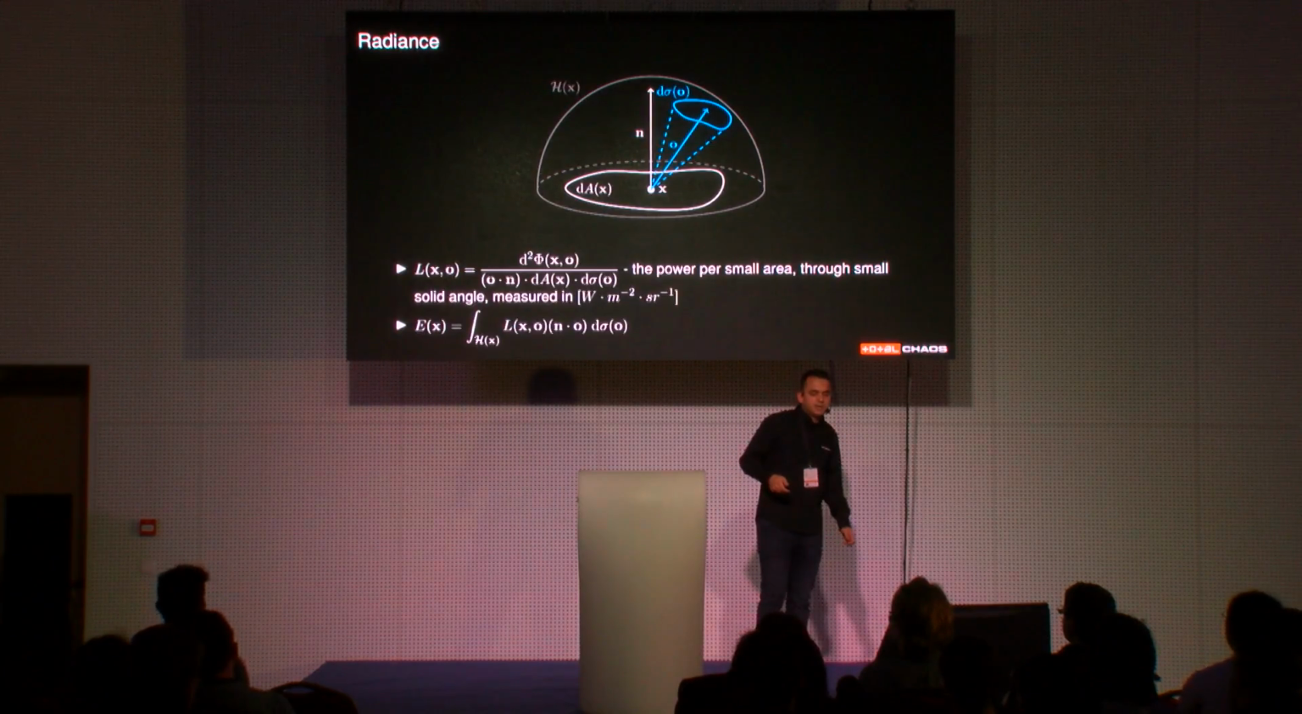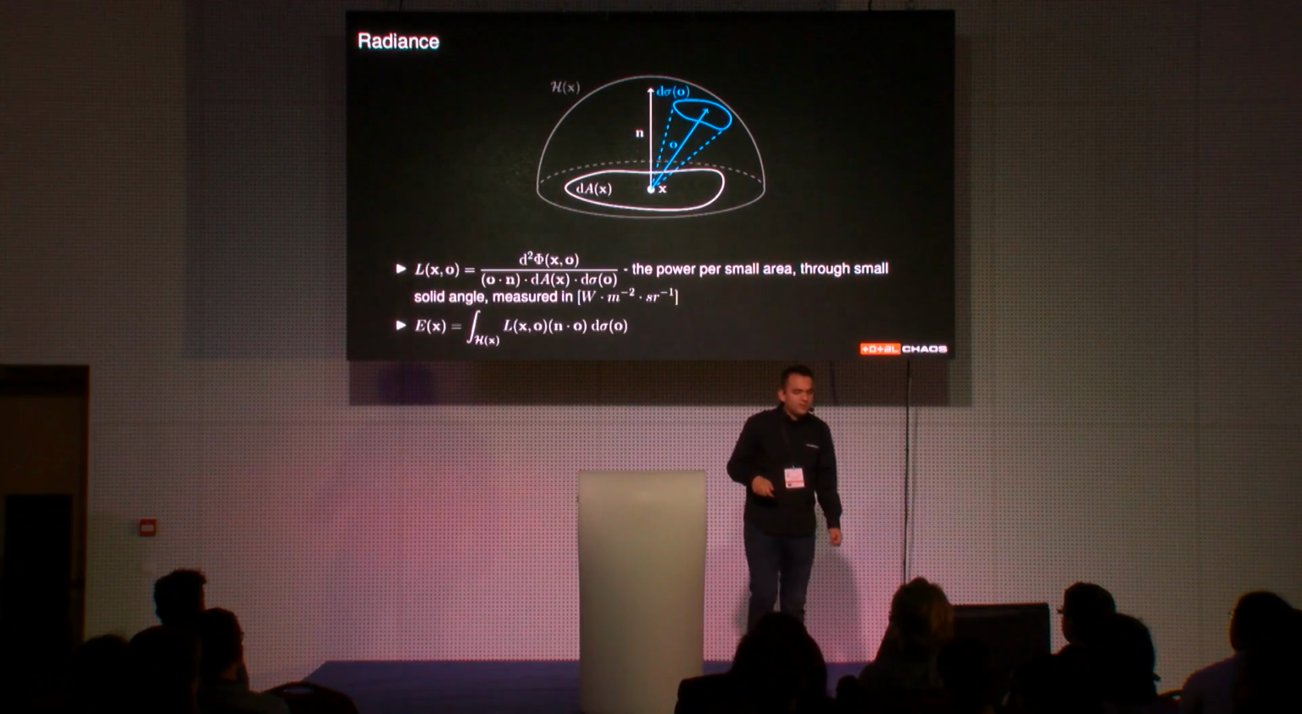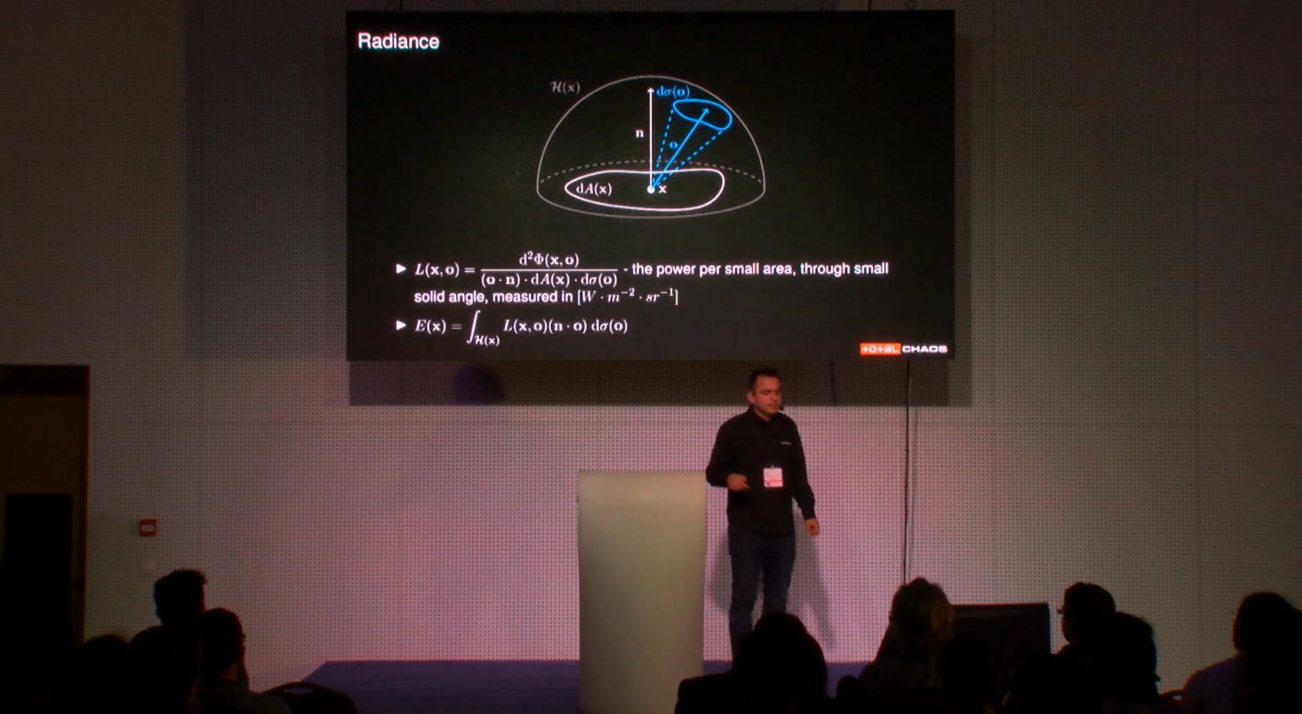So if we integrate all the radiance over this hemisphere here, this is a hemisphere on a surface, and you can see here the normal vector n, and there is an infinitesimally small patch around the point x, and a small solid angle around our direction O. So we can integrate it. You can see the equation below.